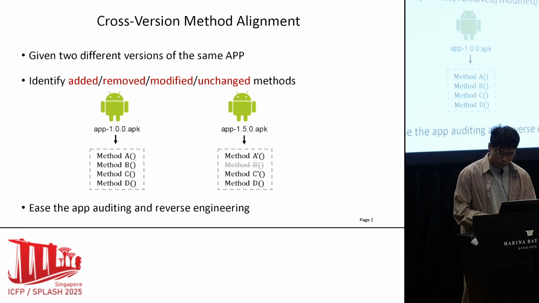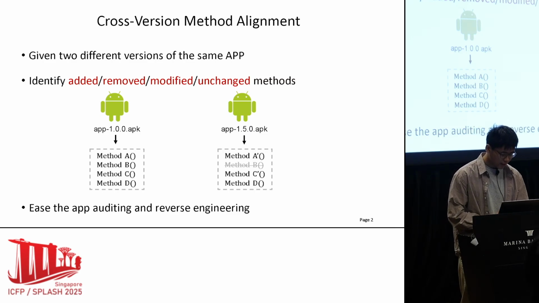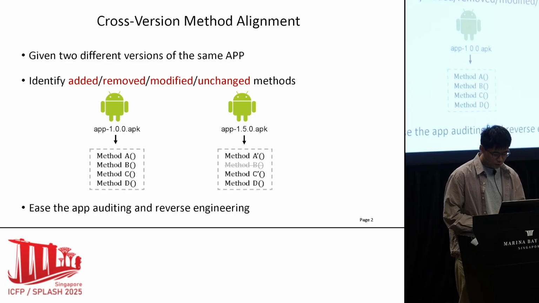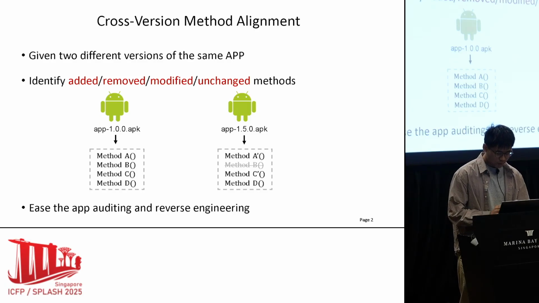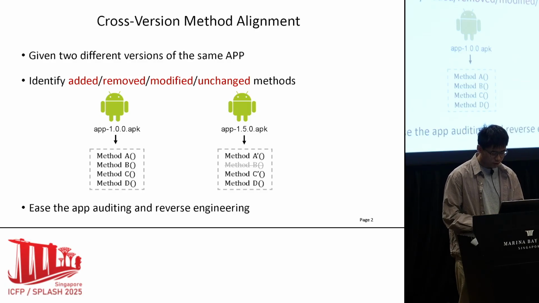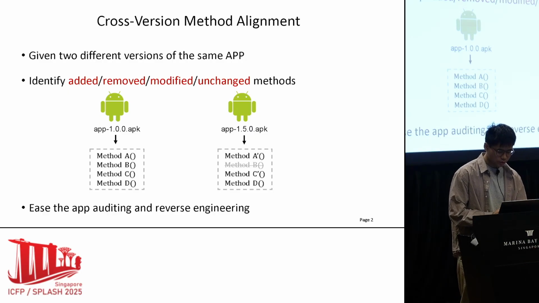For example, method A here is aligned with A prime, which is modified, and method B has no alignment since it is removed, and method D is aligned with method D, which remains unchanged. Method alignment can ease the auditing of application updates, since it helps us focus on the exact change introduced by the application updates. And it also helps with reverse engineering, since we can easily migrate the knowledge of the old version to the new one.